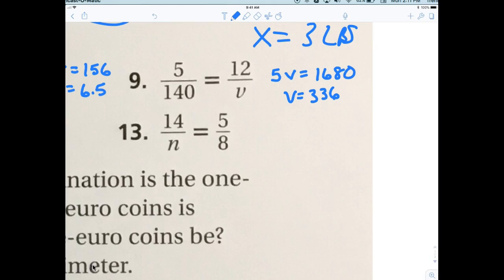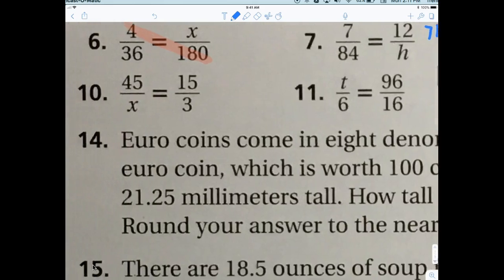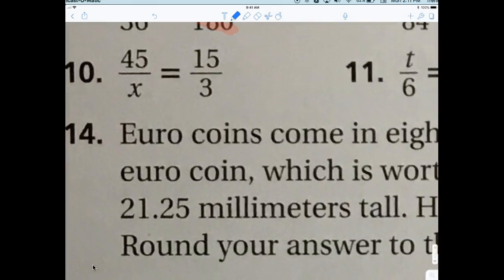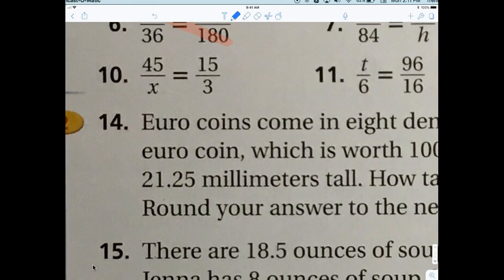Let's just do a couple more together. I want Aiden to do number 10. For homework tonight, I want you to write the equation, the same way we did it. So you write 15x equals, you do 45 times 3, which equals 135. And you write x at the bottom, and you divide that by 15. What is your equation?